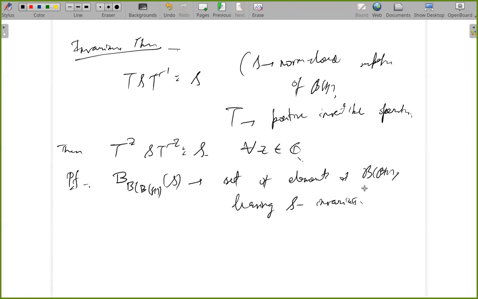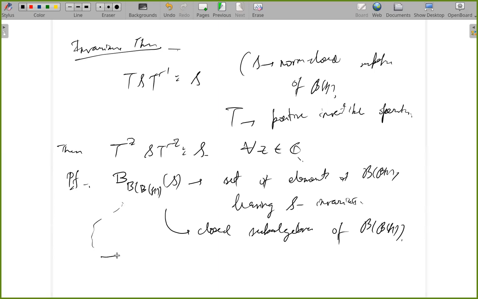So look at all those operators from B of H which leave S invariant. So this is a norm-closed subalgebra, right? It's a closed subalgebra of B of H. Because if I have an operator which leaves this subspace invariant, and I compose it with another such operator, then again that will leave the subspace invariant. And again you just use the standard closure and approximation arguments.